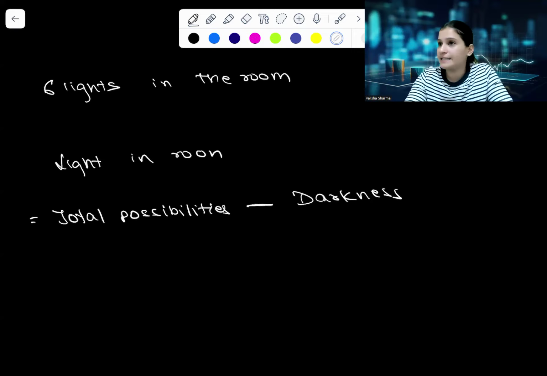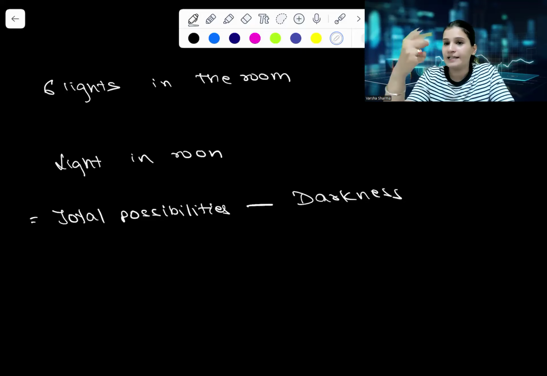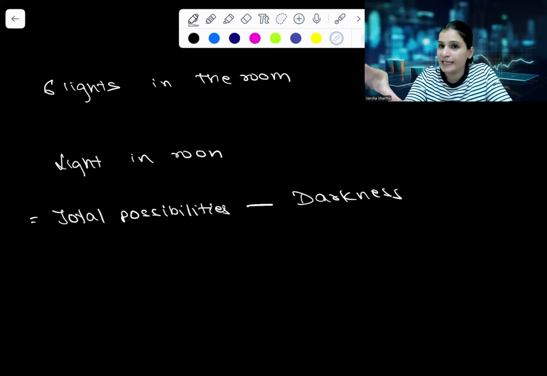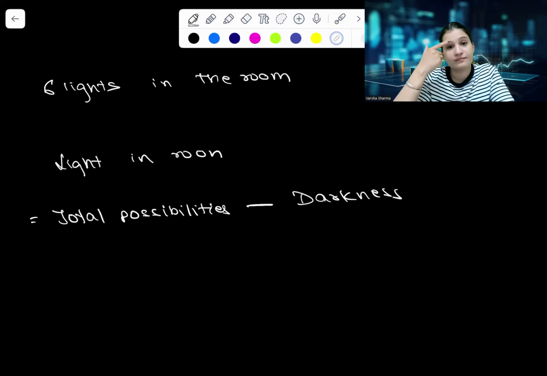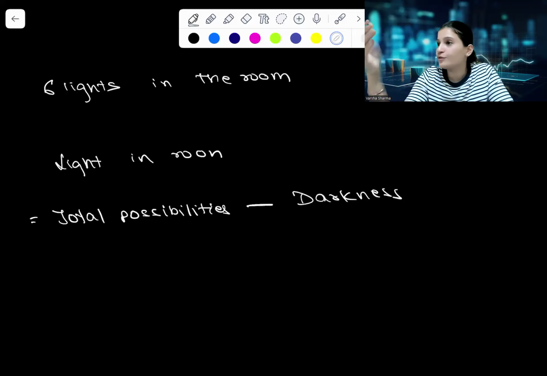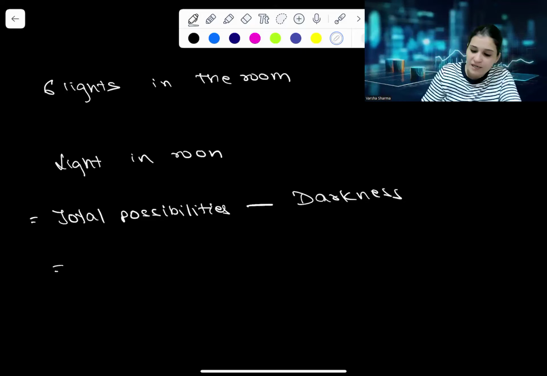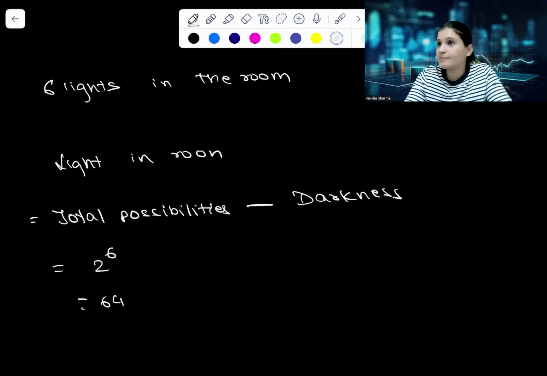So what are the total possibilities I can have? All of one on, two on, three on, four on. All the cases are there. First light, either I can switch it on or I can switch it off. Two options. Second light, again two options. Third light, again two options. So if you consider all the lights together, how many total options are there? 2 to the power 6, 2 into 2 into 2, 6 times. Agreed. So it is 64. In these 64 cases, everything is included. Having maximum light, having minimum light, having no light, everything is there.